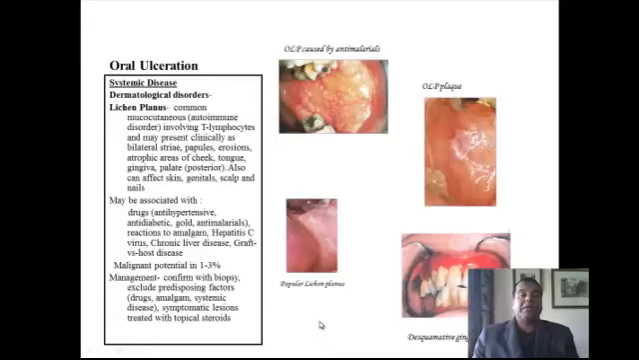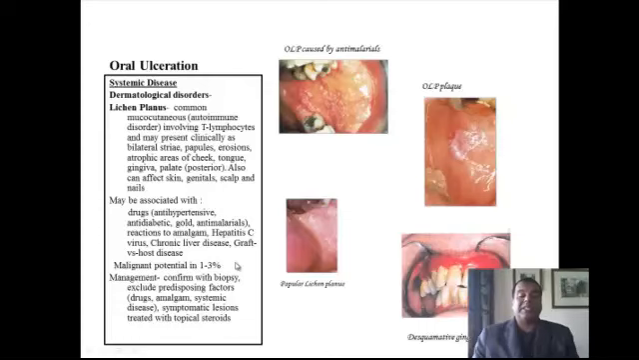Dermatological disorders such as lichen planus, a common mucocutaneous autoimmune disorder involving T lymphocytes, may present clinically as bilateral striae, papules, erosions, atrophic areas of the cheek, tongue, palate, and also affect the skin, genital areas, scalp, and nails. These are some of the clinical presentations that may occur. Again, a desquamative gingivitis may occur with lichen planus.